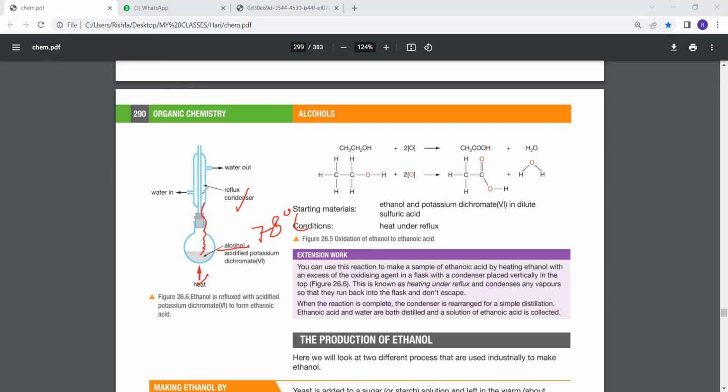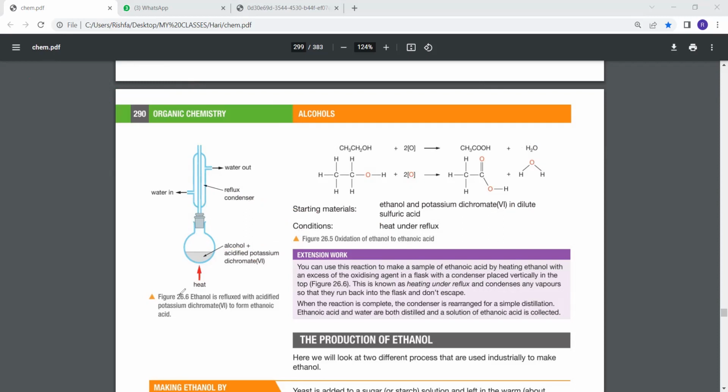What happens inside the condenser is the vapor goes up, condenses, and comes back into the flask itself. Understood? So it drips back into the flask. So we still have the alcohol solution, and it is allowed to react with the acidified potassium dichromate and H+ ions here, and then all the products would be formed. Clear? So reflux condenser is again just the condenser. They have named it like this.